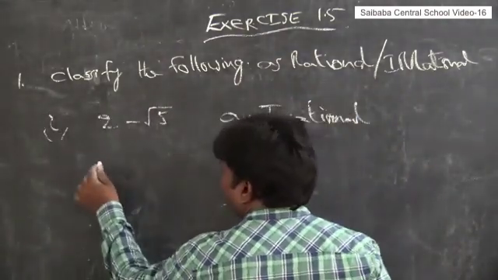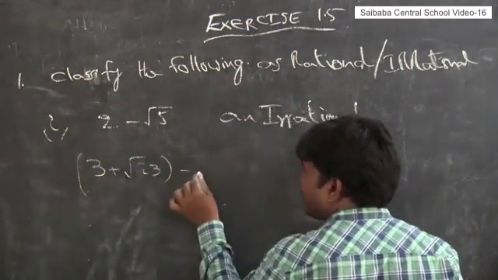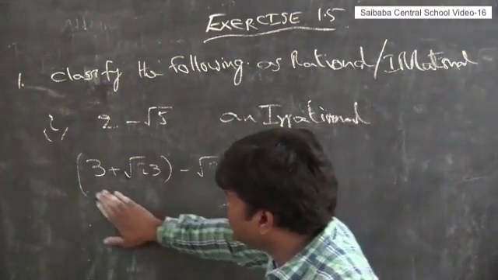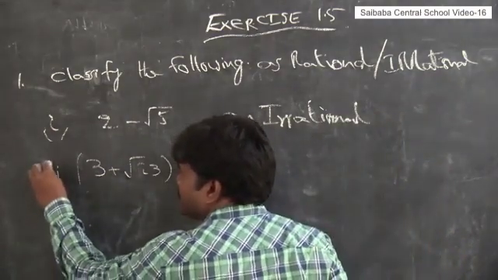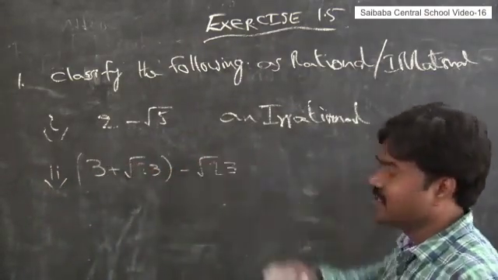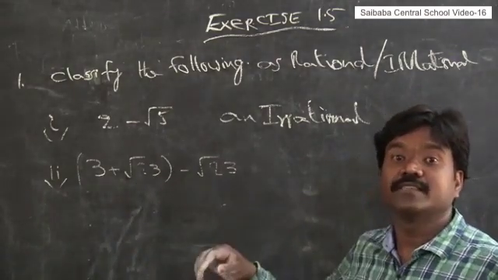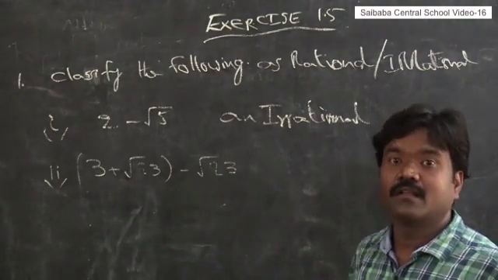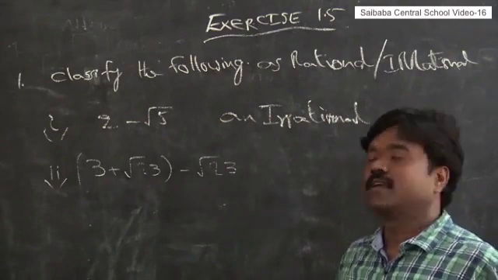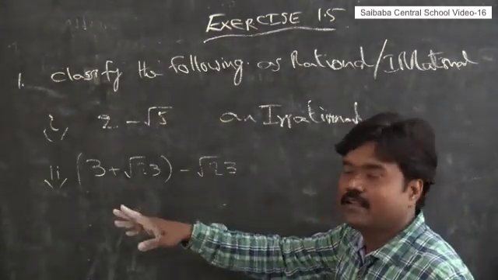Now the second question: 3 plus root 23 minus root 23. Again, don't go blindly, as I said before. This is irrational, and this is also irrational. Irrational minus irrational: the difference between two irrational numbers, as I said before, may or may not be rational. Sometimes we get rational answers, sometimes irrational answers. Some simplification is needed here.